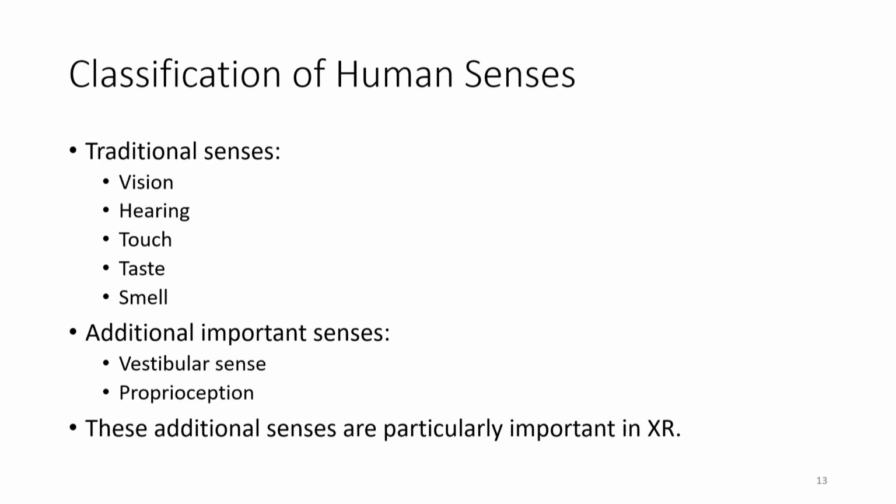Our traditional senses are vision, hearing, touch, taste and smell, but there are other important senses as well. Those are the vestibular sense and the proprioception, which give us a sense of balance and our position in the world. These additional senses are particularly important in XR.